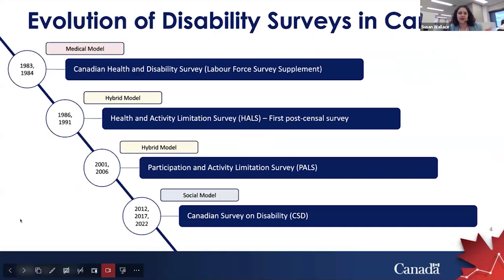And similarly, the names and the history of the surveys that we have collected disability information on have changed over time. We began with the Canada Health and Disability Survey, which was part of the Labour Force Survey, and now we collect information using the Canadian Survey on Disability. The name has been the same for the past 3 cycles now, although the past 2 cycles are comparable. I'll get more into those details later on about comparability between the survey cycles, but just so you know, the past 3 have the same name.